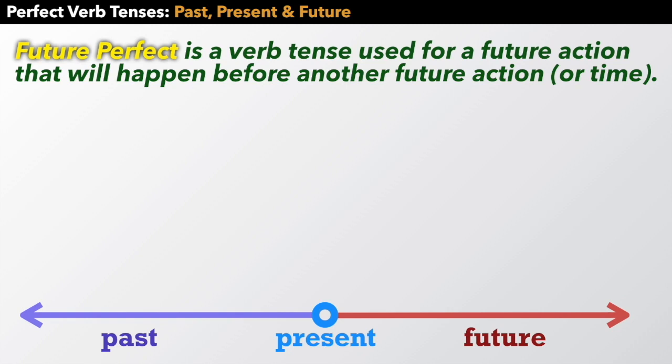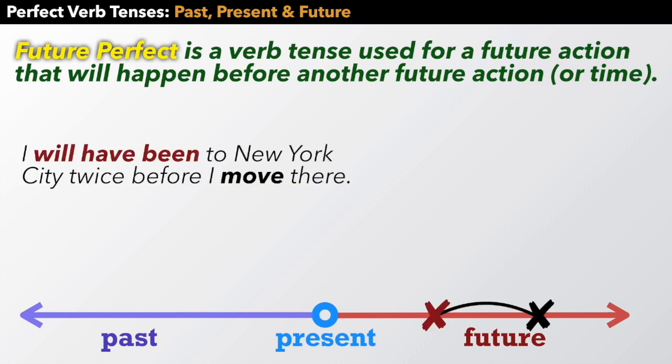Future perfect is a verb tense used for a future action that will happen before another future action or time. This time it's 2 things happening in the future. And again, the red verbs are going to happen before the black verbs. I will have been to New York City twice before I moved there.